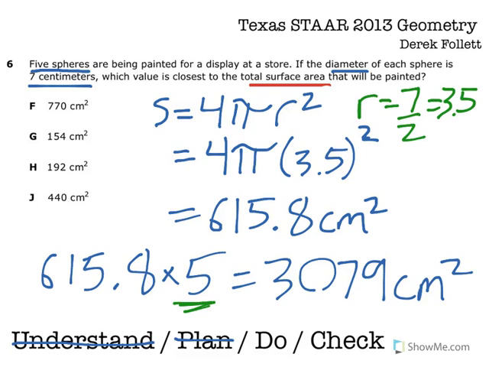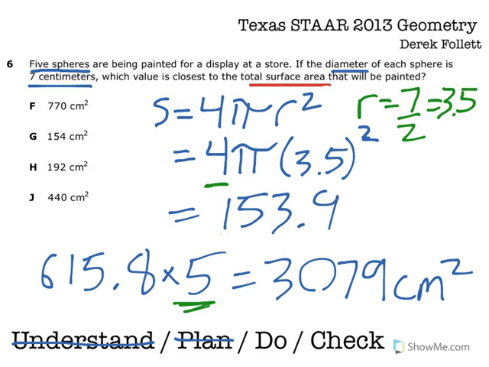So half of 7 is the radius, 3.5, squared is 12.25, times 4 times pi. 153.9. Oh, you know what I think maybe I did was I just accidentally double tapped the equal sign, so I multiplied by the 4 twice. So let's replace that. Let me erase that. 153.9, and that was the number that I multiplied by 5.